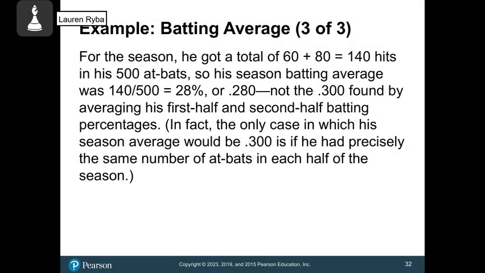For the entire season, he got a total of 140 hits out of his 500 at bats. So his season batting average would be 140 out of 500, which is 28%. 28% is not a batting average of .300, or 30%. So because the total values could be different in the two groups, we cannot just average these two values together.